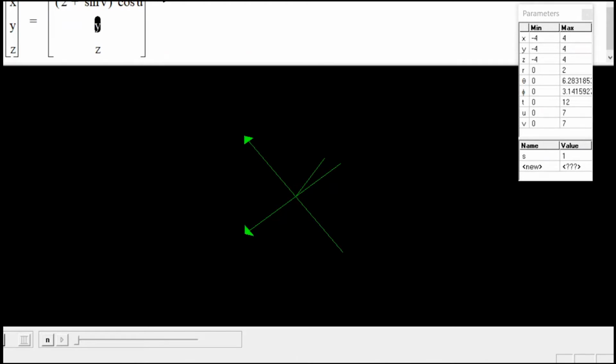And here I'm going to put open parenthesis 2 and then plus sine v, and then outside of the parenthesis, I'm going to multiply that by sine u. And the next one, I'm going to just put u plus now cosine v.